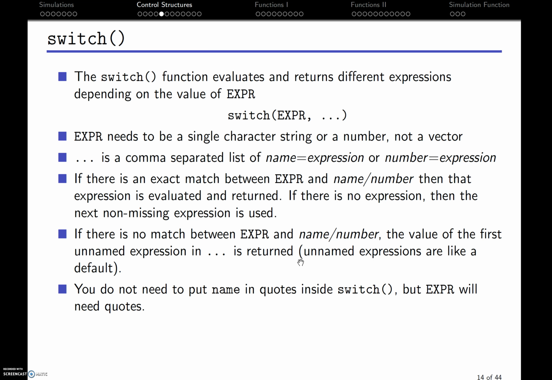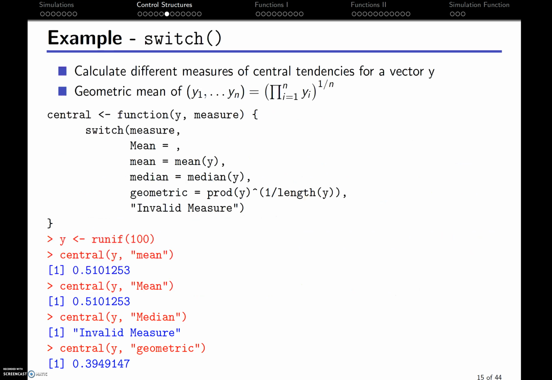Again, let's look at an example. Some of this is hard to understand without actually seeing it applied. So here we're going to calculate a geometric mean. This is just another way to measure central tendency of a vector. Here we are writing a function. We'll get to this later, but let's just look at the contents of the function. And we're using this switch command as the contents of our function.